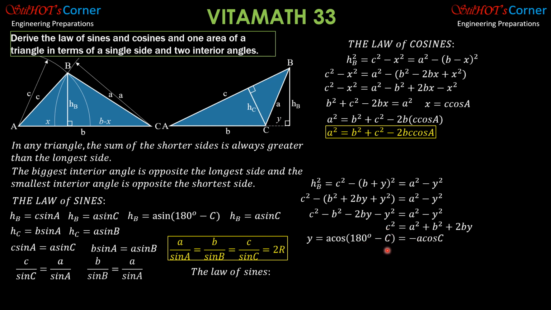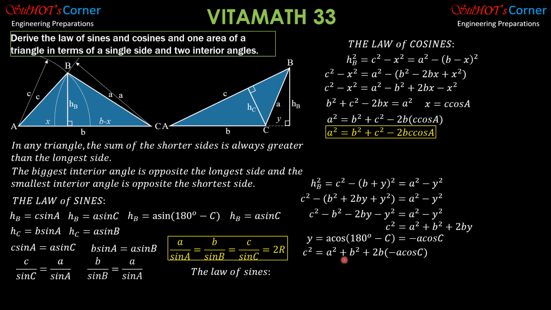And cosine of 180 degrees minus c is equal to negative a cosine c, because the expansion is cosine of 180, which is negative 1, times cosine of c. So negative 1 times cosine of c is negative cosine c, plus sine of 180 degrees, which is 0, times sine of c. So 0 times sine of c, that is 0. So cosine of 180 degrees minus c is negative cosine c times a, so negative a cosine c. Substitute here. So c squared equals a squared plus b squared plus 2b times negative a cosine c.